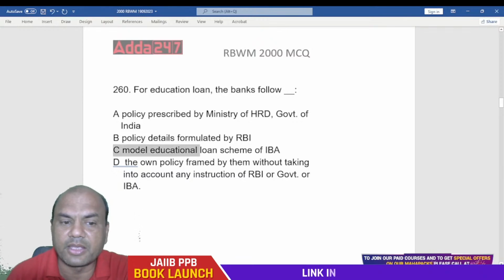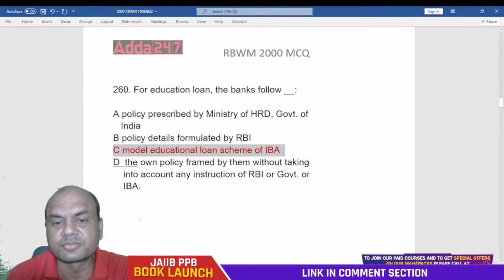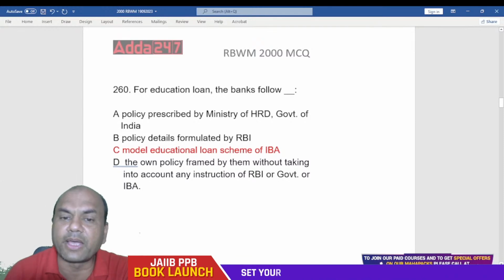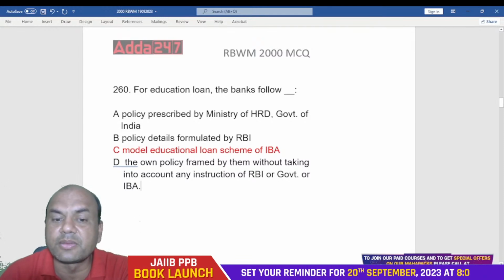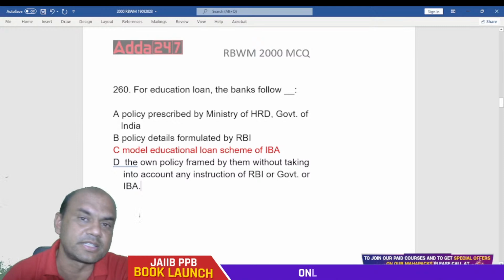It is IBA. Remember this. For education loans, banks follow the model education loan scheme of IBA. IBA has devised this scheme. Okay?